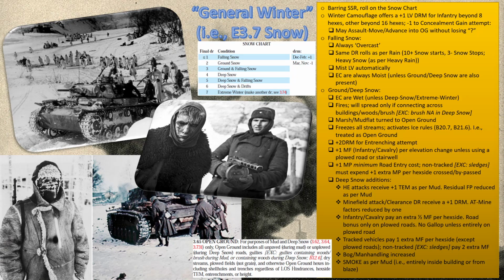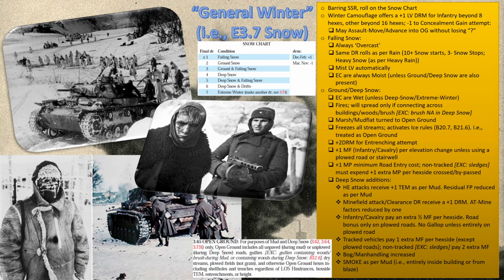Let's look at snow. Barring an SSR, you have to roll on the snow chart, which is to the left. You can see you can have different types, falling snow, you can have deep snow with falling snow, and you can even have extreme winter. Again, this is augmented by the Hakkapeliitta subarctic conditions. So depending on what you're fighting, if you're fighting Finns versus Russians, for example, early war, you may want to use that chart vice this one if you're designing your own games.